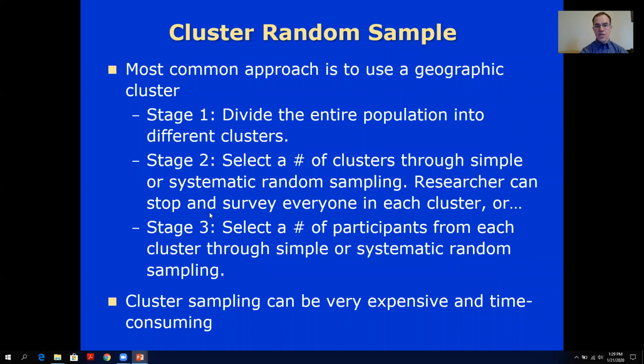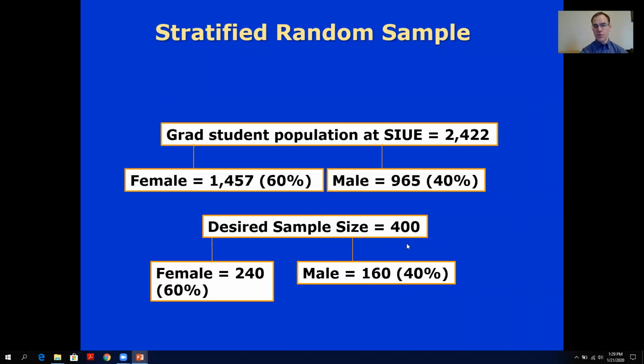Now, your desired sample size is about 400. So in order to get a stratified random sample, making sure it's gender representative, 60-40, you would need about 240 females and about 160 males to get that 60 to 40% distribution of the entire SIUE population.